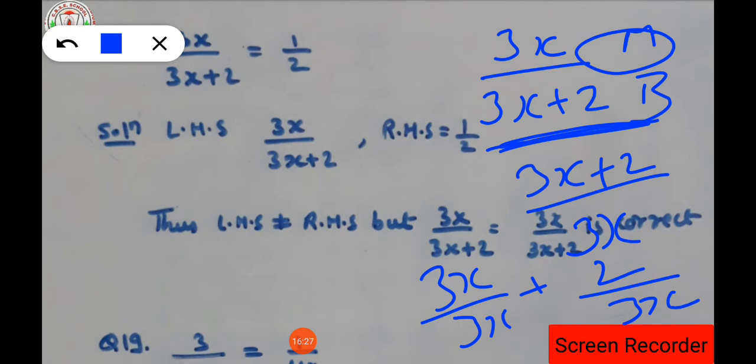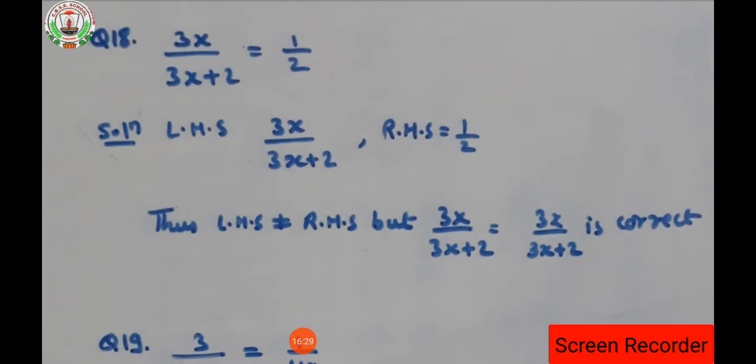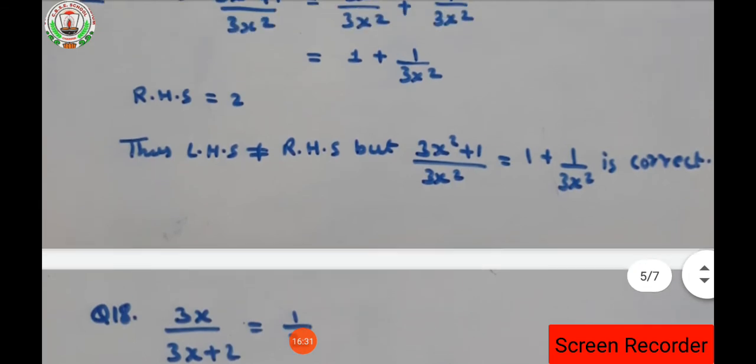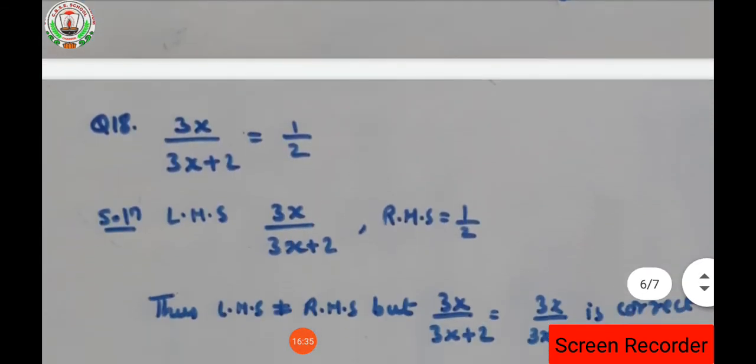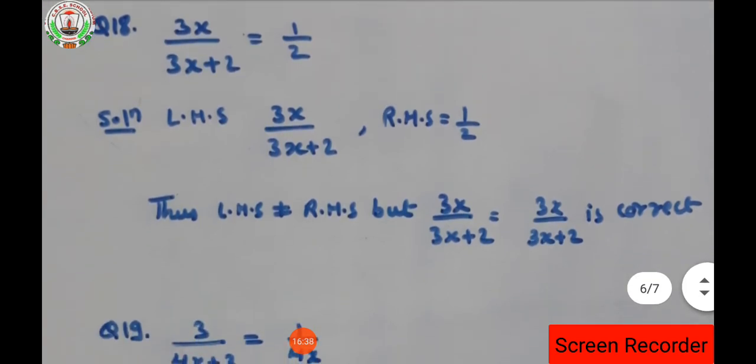Okay. But in this question it is not like this. You can compare question number 18 and question number 17, and it will be clear for you. So have you cleared why we can't separate it? Because in the numerator there is only a monomial term, that cannot be separated.